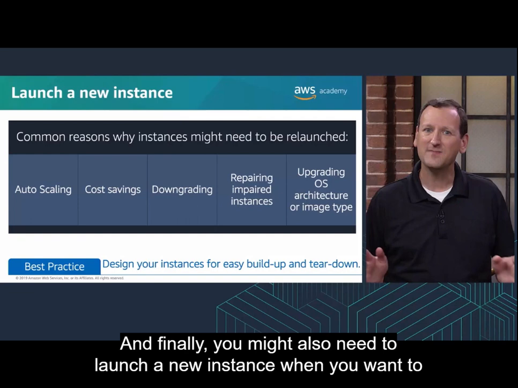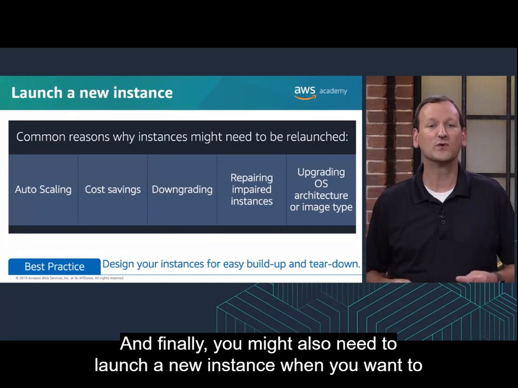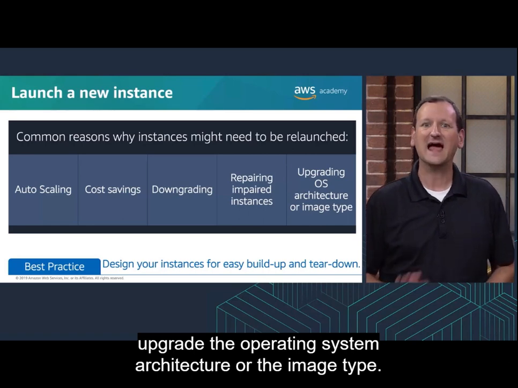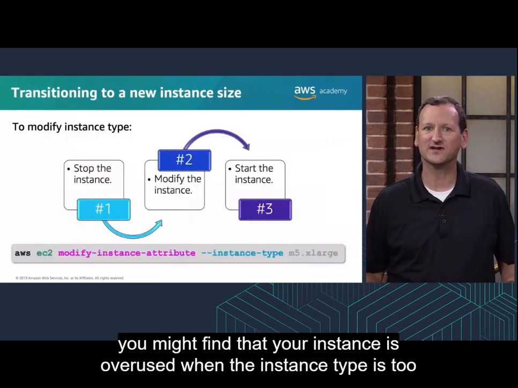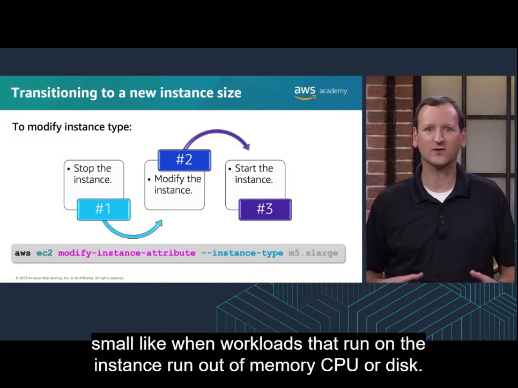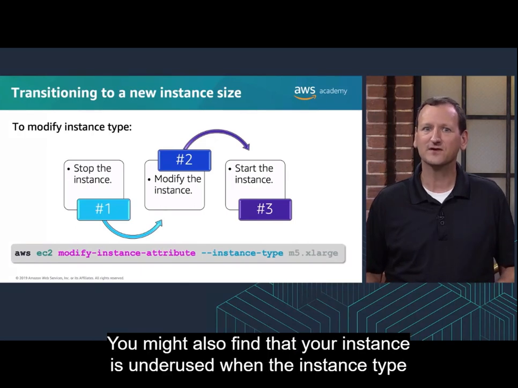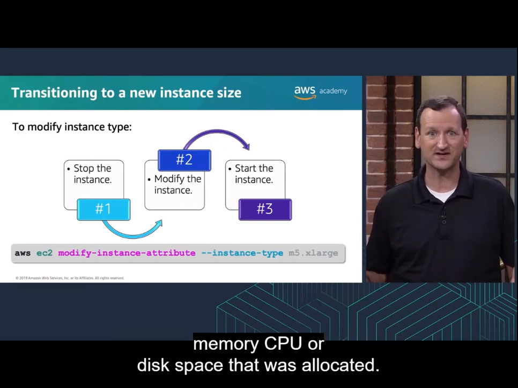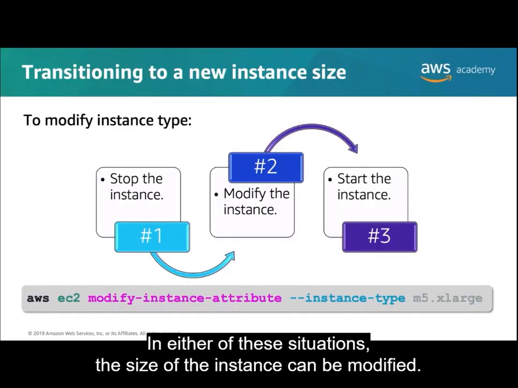And finally, you might also need to launch a new instance when you want to upgrade the operating system architecture or the image type. As your needs change, you might find that your instance is overused when the instance type is too small, like when workloads that run on the instance run out of memory, CPU, or disk. You might also find that your instance is underused when the instance type is too large. For example, workloads that run on the instance don't use the amount of memory, CPU, or disk space that was allocated. In either of these situations, the size of the instance can be modified.